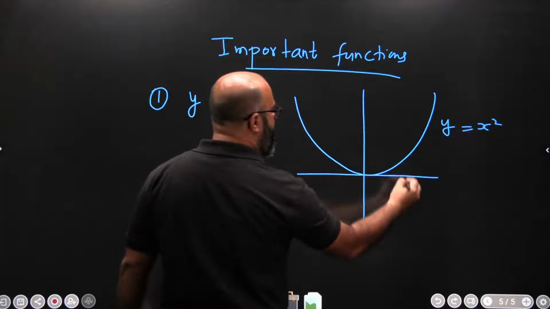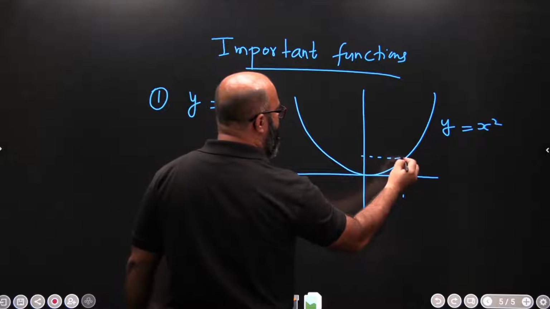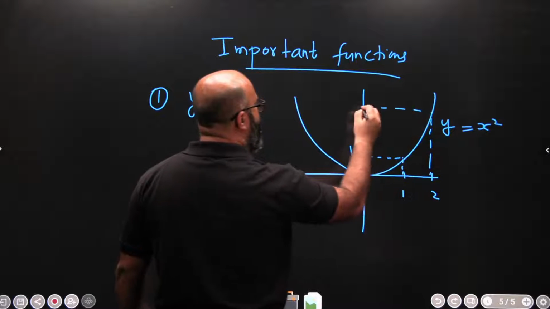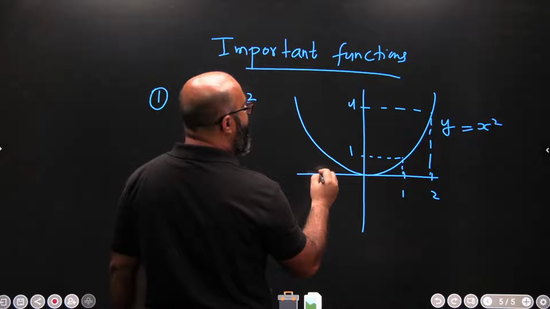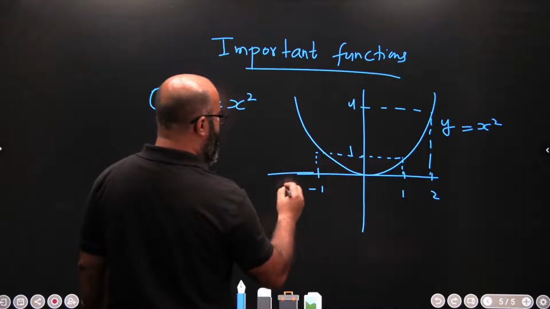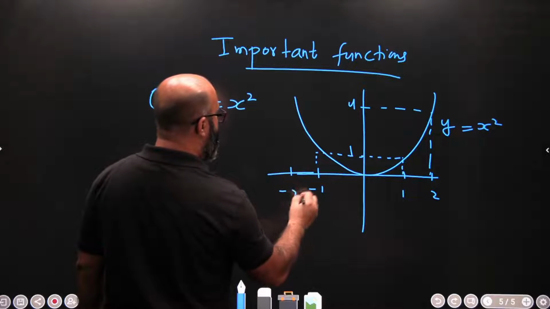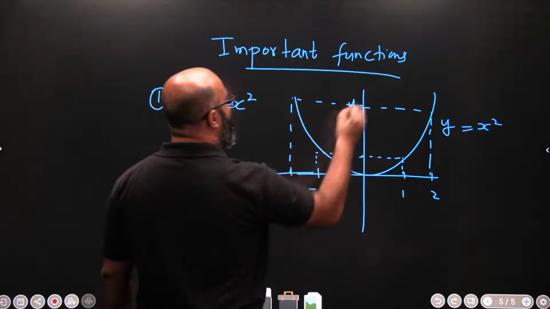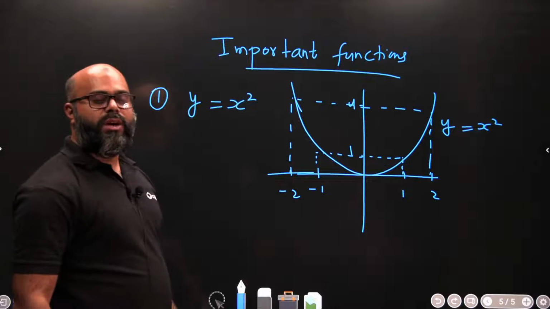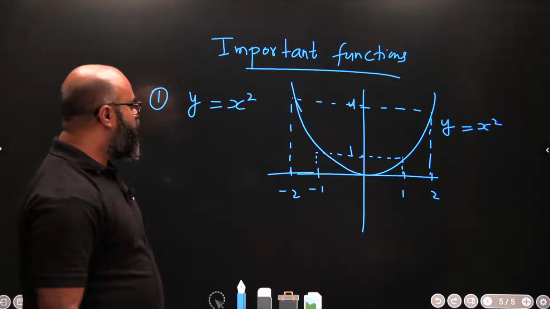If you take x is equal to 1, you will get 1. If you take x is equal to 2, you will get 4. If you take x is equal to minus 1, you get 1. If you take x is equal to minus 2, you get 4. So actually there is a square which is happening. So this is a curve which is coming out, y is equal to x square.